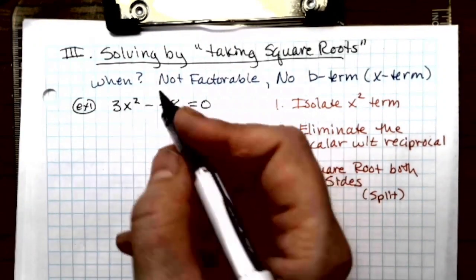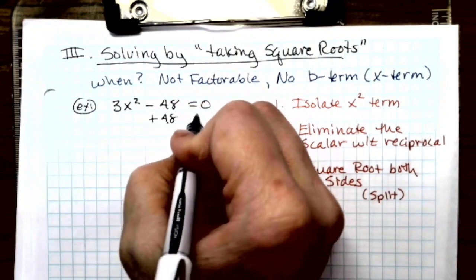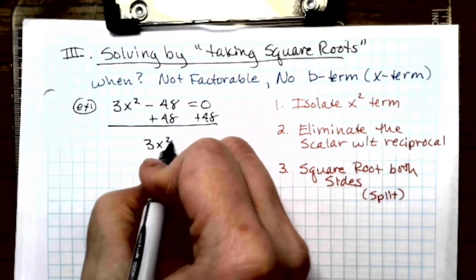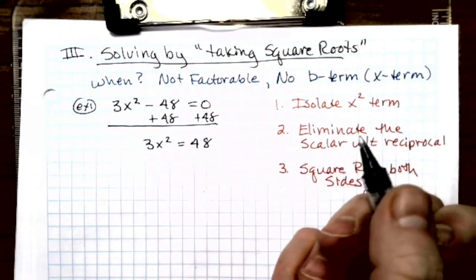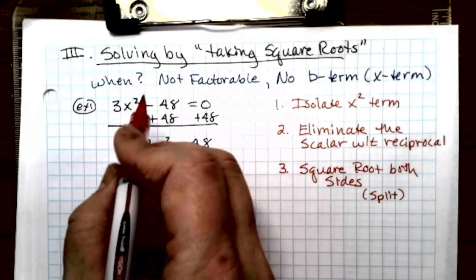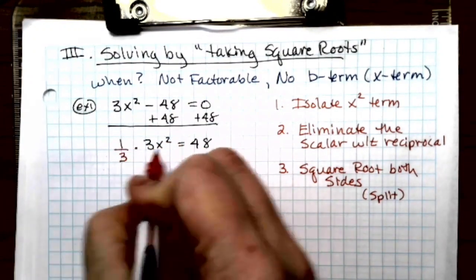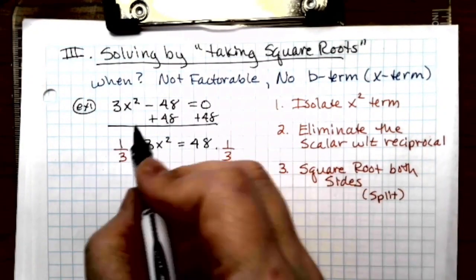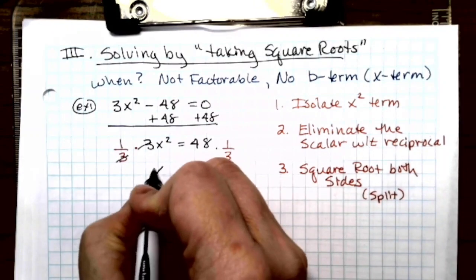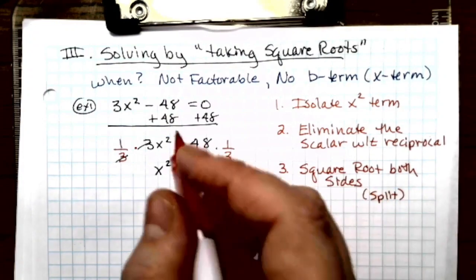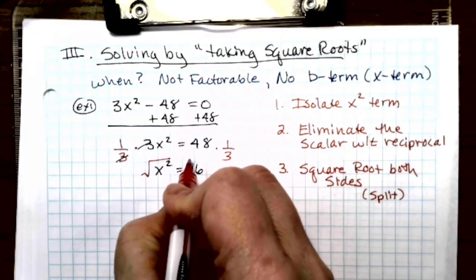Step 1, isolate the x squared term. So I'm going to add 48 over to the right and get my 3x squared by itself. So 3x squared equals 48. Okay, step 2, eliminate the scalar, the 3, with its reciprocal. So we're going to multiply by 1 over 3 on both sides. That gives you x squared equals 16. Okay, step 3, square root both sides. Square root the left, square root the right.